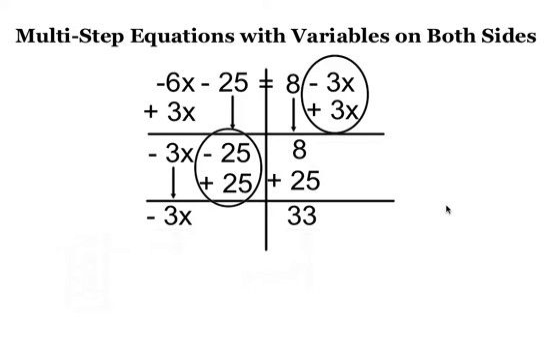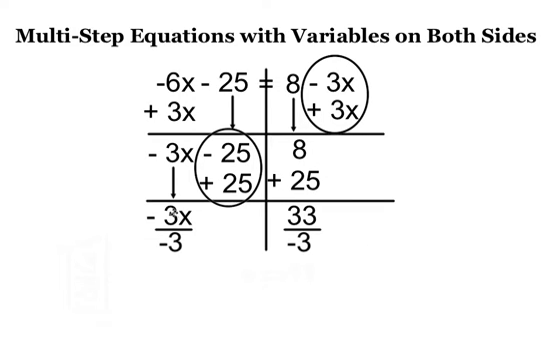The last step is just going to be to undo my one-step equation, which is negative 3x is equal to 33. I want to solve for x, so I've got to undo multiplying by negative 3 by dividing by negative 3. But if I divide the left side of the equation by negative 3, I have to divide the right side of the equation by negative 3 also.